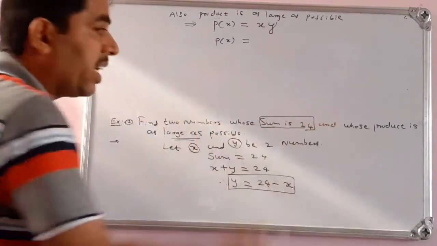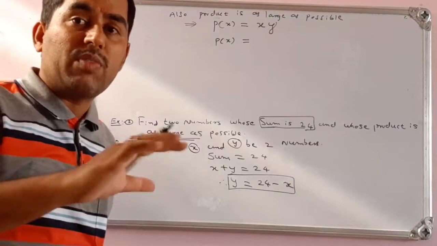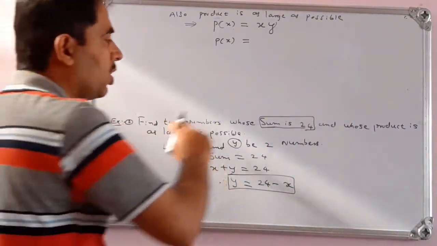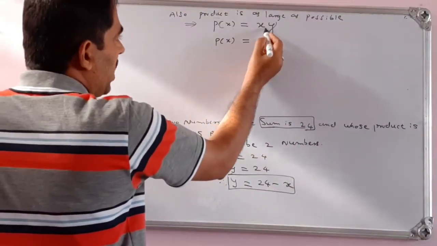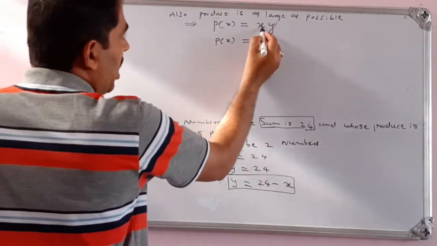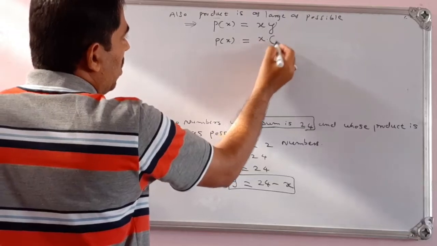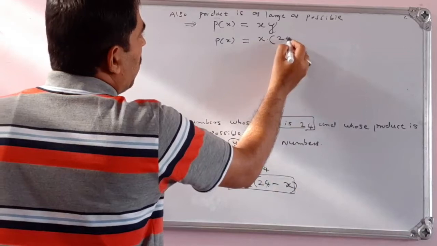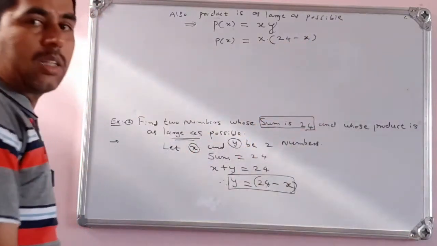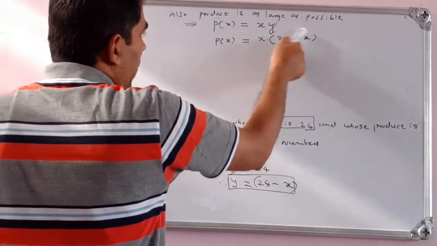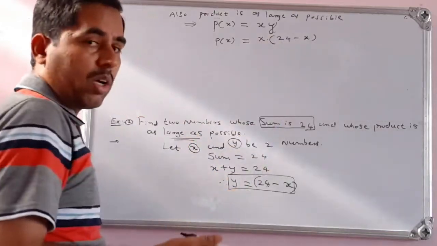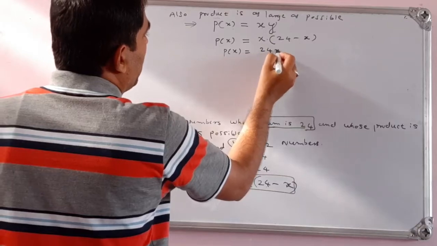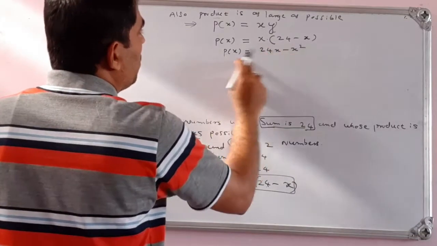So I must get a function now, P of x. This problem does not contain any function. In the previous problem, the profit function was given. In this problem, we don't have any function, so we have to get the function by using the statement. P of x is x into y. On the right hand side I have x and y, so I write x as it is, and for y we have 24 minus x, because we solved for y. Simplify this: 24x minus x into x. So this is my function.